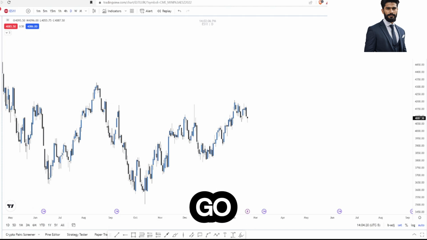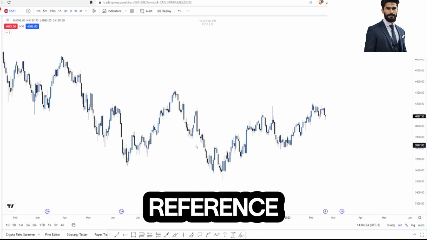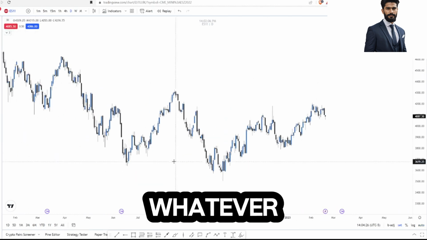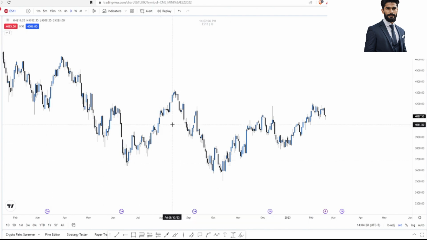Today we're going to go over areas of interest. People call them points of interest, price delivery arrays, reference points, whatever you're going to call it. It's all the same thing, and it's basically the first part to executing a trade. So we have our criteria, and then we have our execution.